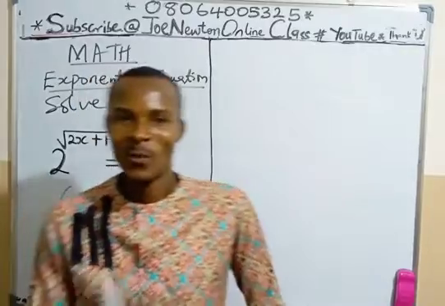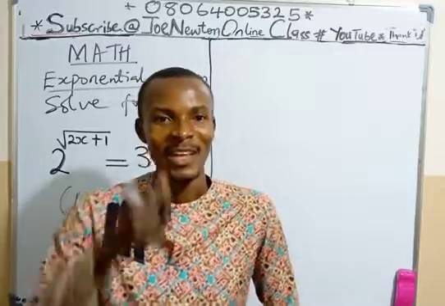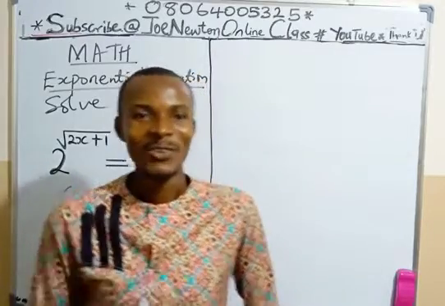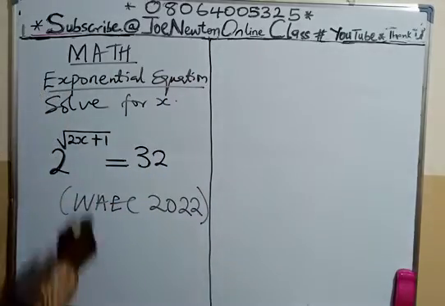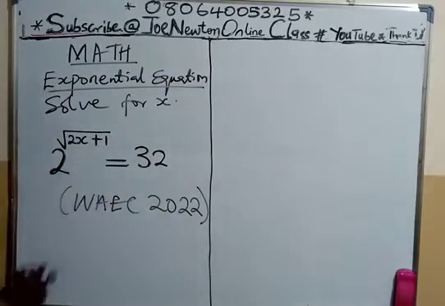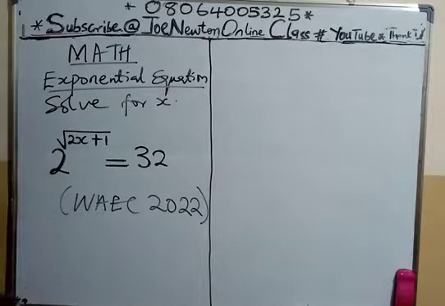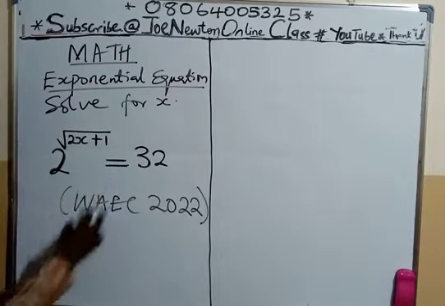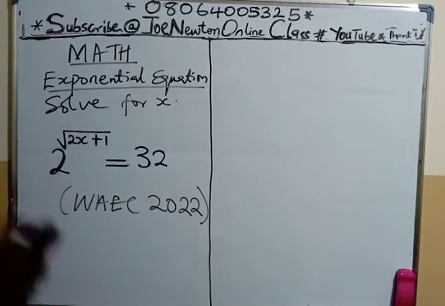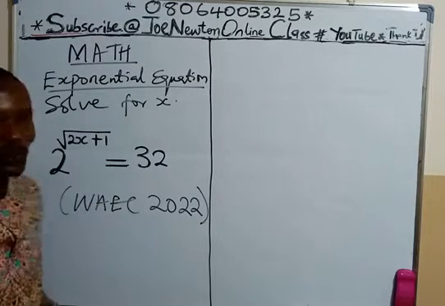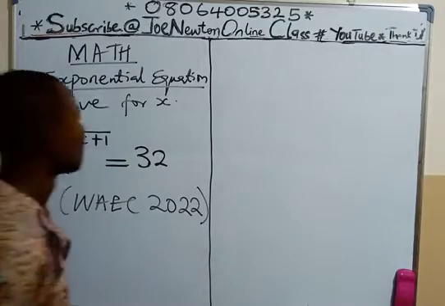In this class, we are going to solve this question on the board, which is under exponential function, a topic in mathematics. Now let us look at the question and solve it quickly. The question says, solve for x, 2 raised to the power square root of 2x plus 1, that is the exponent there, is equal to 32. This is part of WAEC 2022 question, precisely one of the objective questions. Okay, solution.